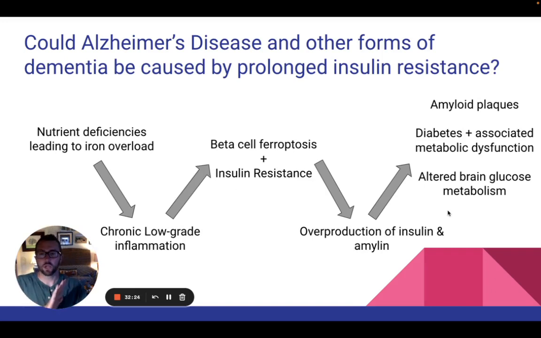So this is kind of like a breeze through a graphic and a summary, basically a summary of everything I've run through. So could Alzheimer's disease and other forms of dementia be caused by prolonged insulin resistance? I say yes. So step one, nutrient deficiencies leading to iron overload.